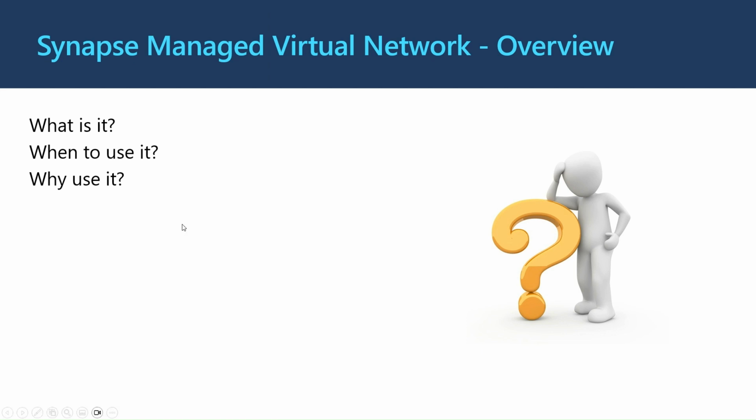I always like to start with a few questions. What is it? When would I use it? And why use it? So what is it? A managed virtual network is a networking feature within Azure Synapse Analytics that enables secure and private communication between Azure resources. Keywords being between Azure resources, so this is going to be Azure to Azure. It allows for the creation of a virtual network that's fully managed by Synapse, which ensures network isolation and enhanced security.